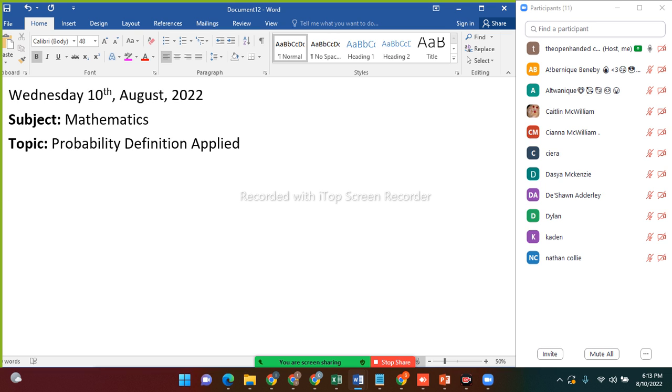So we're going to continue in those examples. Remember, the definition is the number of favorable outcomes divided by the total number of elements that are in the sample space. So that's the definition that we're going to be using: the number of favorable outcomes divided by the number of outcomes in the sample space. Okay.